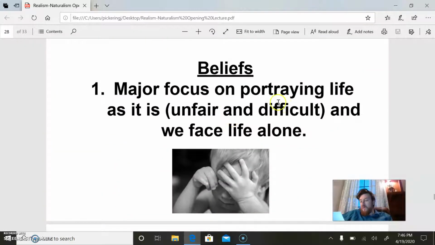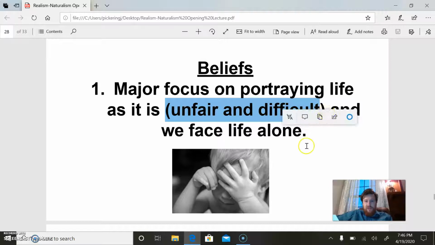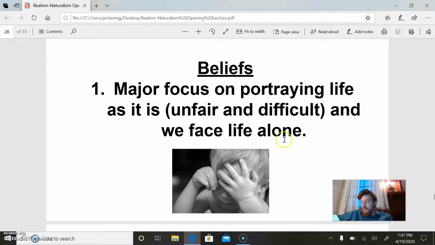So let's go on to our major beliefs. Let's pick up. Number one, focus on portraying life as it is, which was unfair and difficult, and the fact that we face it alone. Again, the cheery side of romanticism is gone, and the idea that everything's going to work out, and we're going to be optimistic if we just stick to it. But no, this was a hard and long slog through problem after problem, as life is, with seemingly no end in sight for some of these characters.